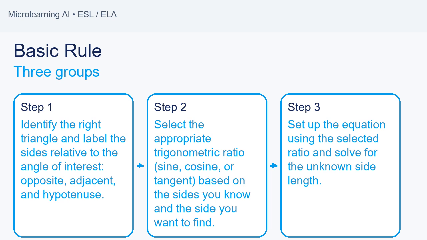Basic rule. Step 1. Identify the right triangle and label the sides relative to the angle of interest: opposite, adjacent, and hypotenuse. Step 2. Select the appropriate trigonometric ratio, sine, cosine, or tangent, based on the sides you know and the side you want to find. Step 3. Set up the equation using the selected ratio and solve for the unknown side length.